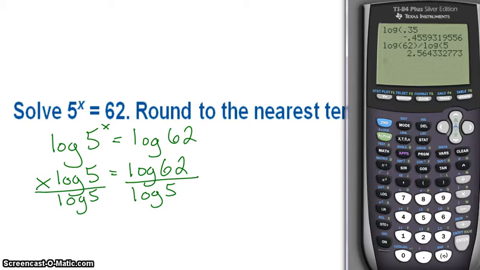2.5643. Now if I wanted to check that, say I'm not so sure, I could take 5 to my exponent, and I do get 62. So nice thing about these, even though you might get really weird answers, you can easily check them by just plugging them back into the equation.